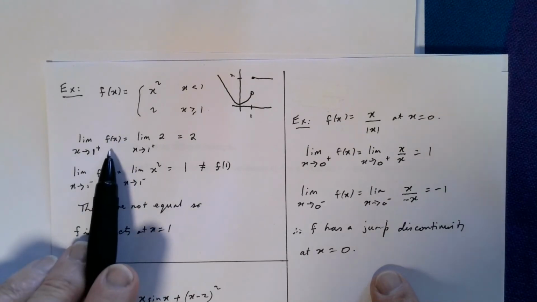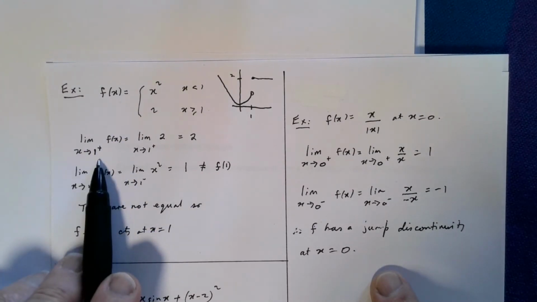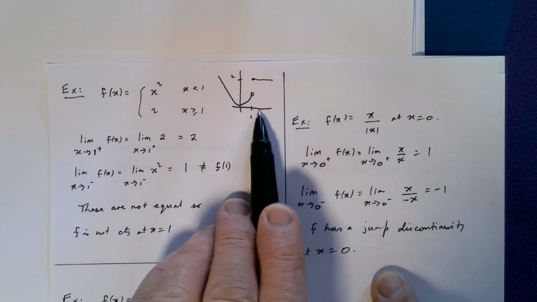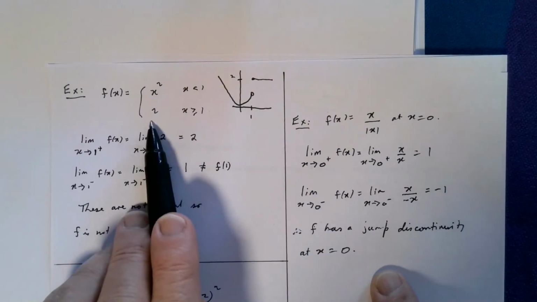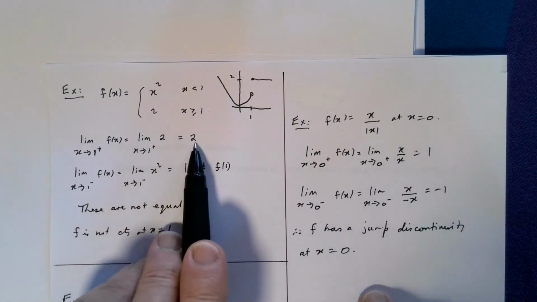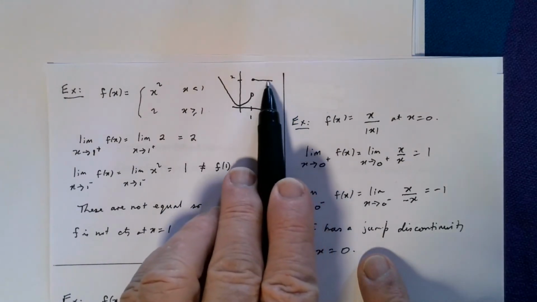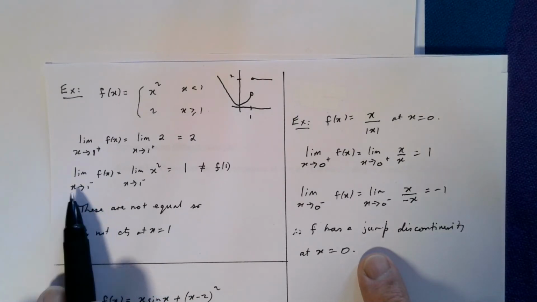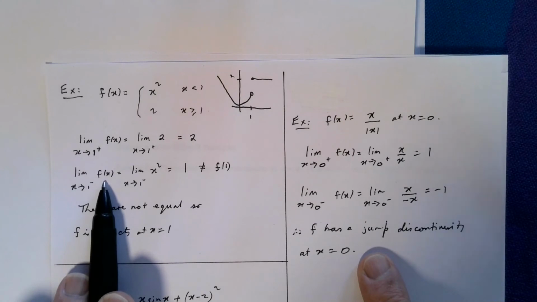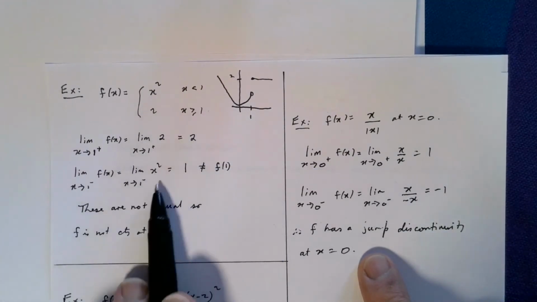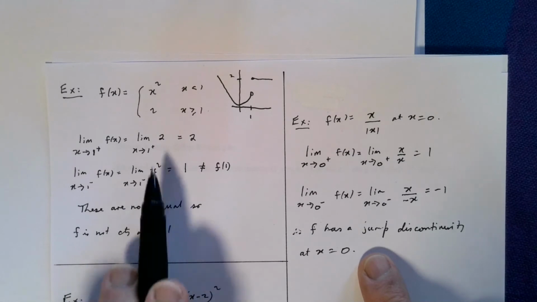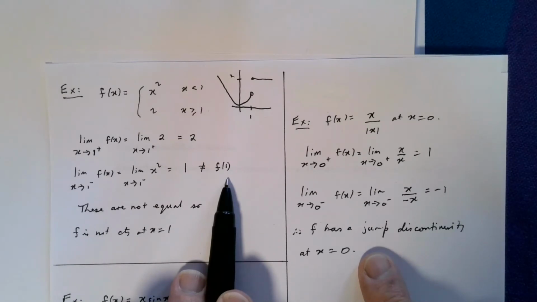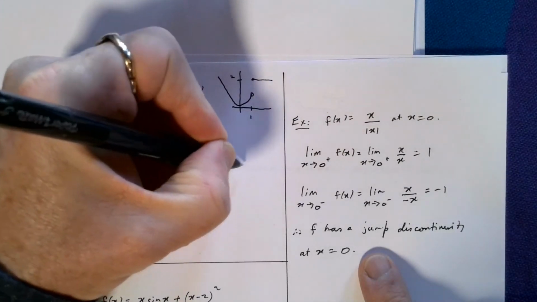So I take the limit as x goes to 1 from above, that is, I'm looking at x going to 1 from this side, and the function value, if x is bigger than 1, is just 2. So the limit this way is 2. That is, as I move in this direction, I'm getting closer and closer to 2. On the other hand, if you take the limit as x goes to 1 from below, then from this side I'm using x squared, and the limit as x goes to 1 of x squared is just 1, and that doesn't equal 2.